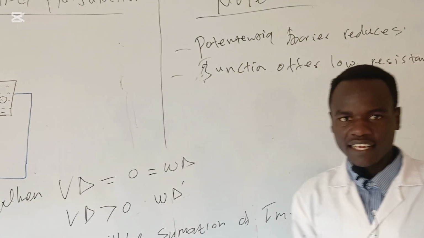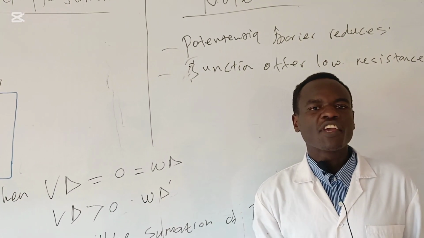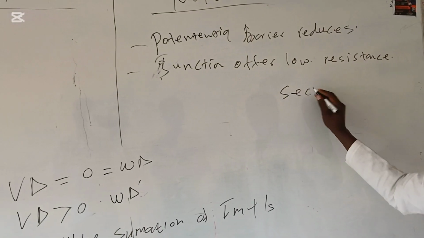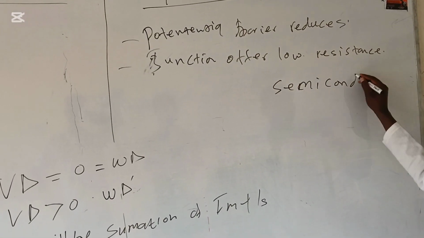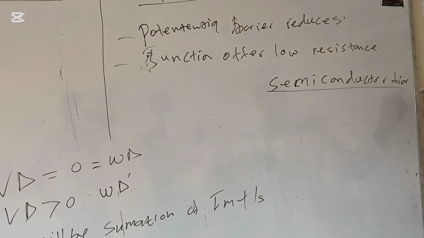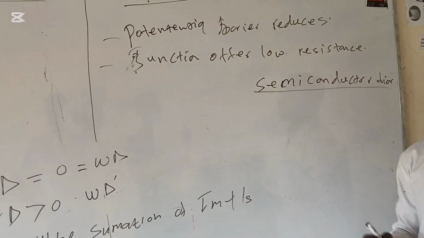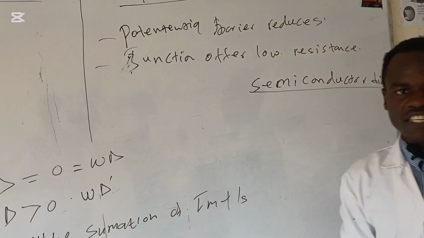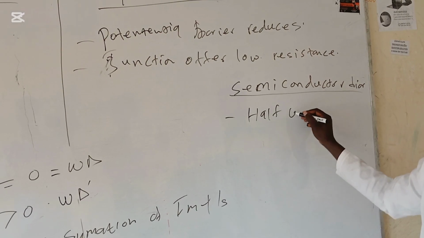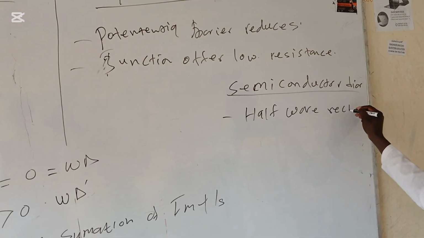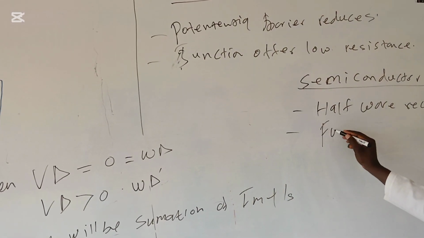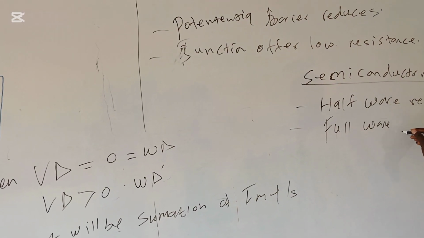Now, in our next lecture, we are going to look at the semiconductor diode. In a semiconductor diode, we are going to look at the rectification properties of the semiconductor diode. We are going to look at half wave rectification. We're also going to look at full wave rectification.